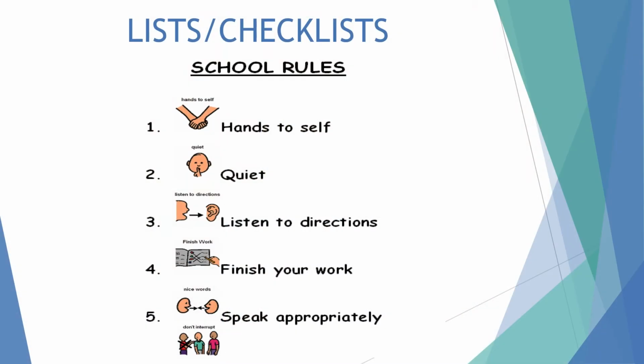We can also have checklists or lists that kind of tell kids what they're supposed to be doing. This particular one looks at school rules. So we have a student who needs to keep his hands to himself and be quiet, listen to the teacher, finish his work, and speak appropriately. So again, instead of just saying, Joey, you need to be quiet, Joey, you need to get your work finished, we've got this visual. We've got a picture here that shows exactly what he needs to do.